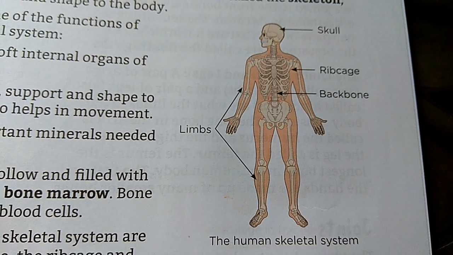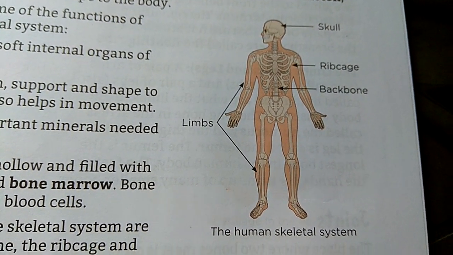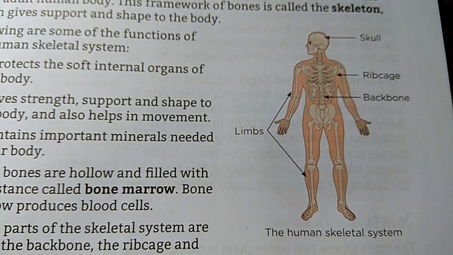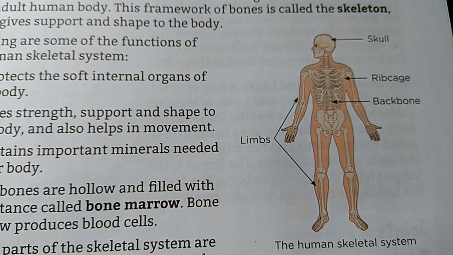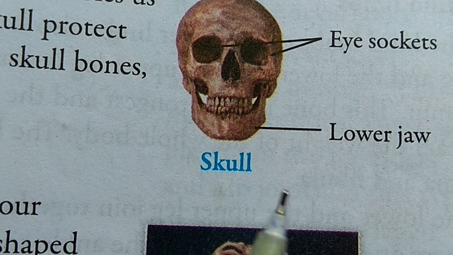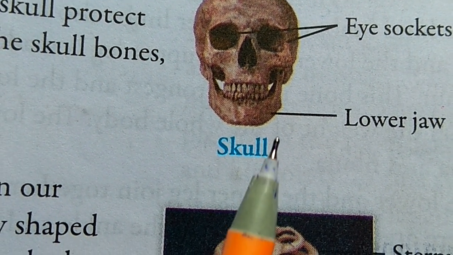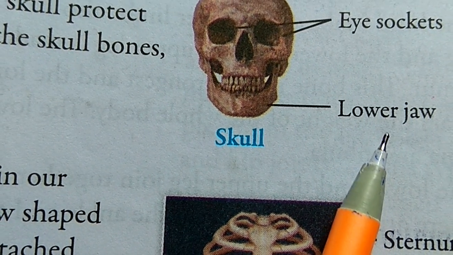Now we will talk about joints. The place where 2 bones meet is called a joint. The tissue that joins or holds together 2 bones in place is known as a ligament. Children, we know that all the joints in our body are movable except the joints in the skull. The only movable joint in the skull is the lower jaw.